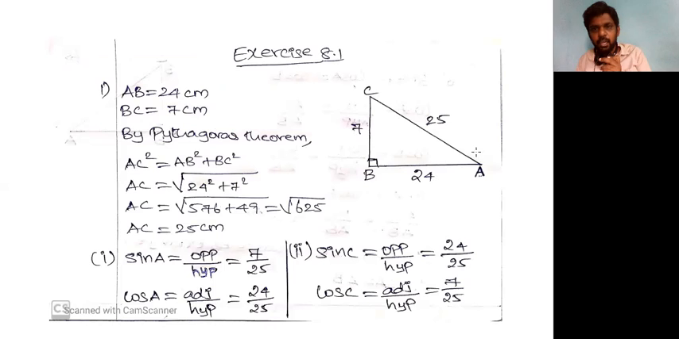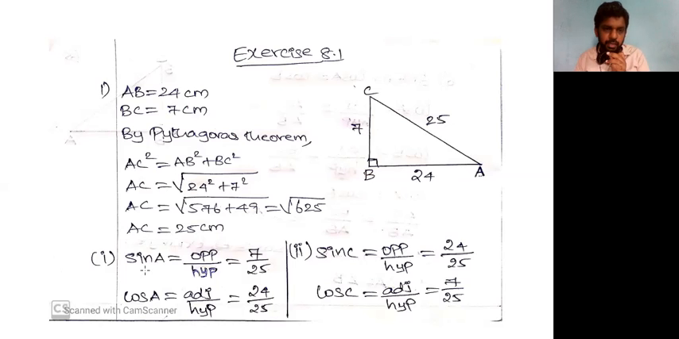So we have to find the hypotenuse here. By Pythagoras theorem, we have AC square is equal to AB square plus BC square. Hypotenuse square is equal to opposite square plus adjacent square. Or AC is equal to square root of AB square plus BC square, 24 square plus 7 square, which is 576 plus 49, 576 plus 49 is 625. Square root of 625 is 25. So AC is equal to 25 centimeter. So by using Pythagoras theorem, we have found the hypotenuse of the triangle.